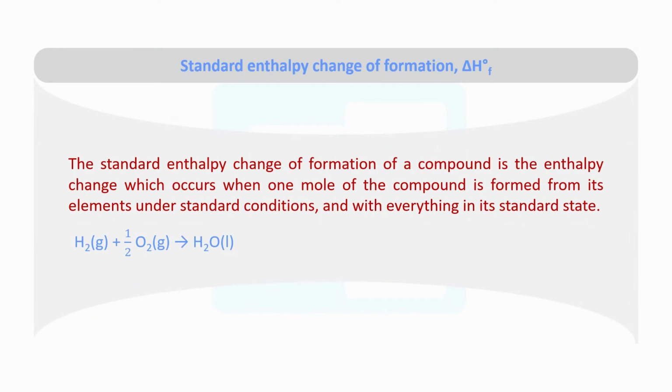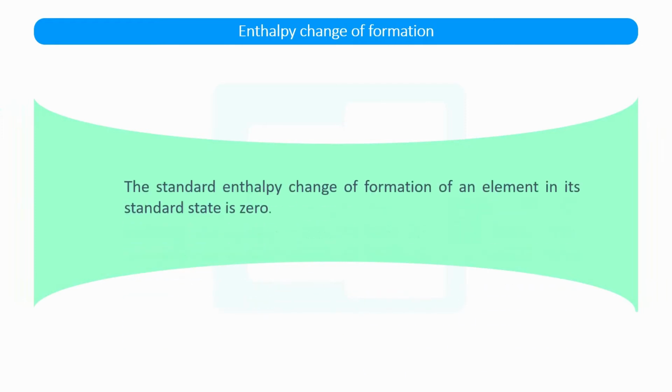Water has the elements hydrogen and oxygen. These are the elements H and O. So 1 mole hydrogen and half mole oxygen. These are in gaseous state. Similarly, if you want to make 1 mole carbon dioxide, the elements will be carbon and oxygen. Enthalpy change of formation for an element is equal to 0. There is nothing changed. So enthalpy change of formation of hydrogen, oxygen, carbon, these are 0.